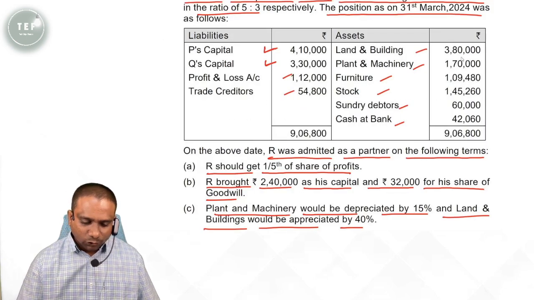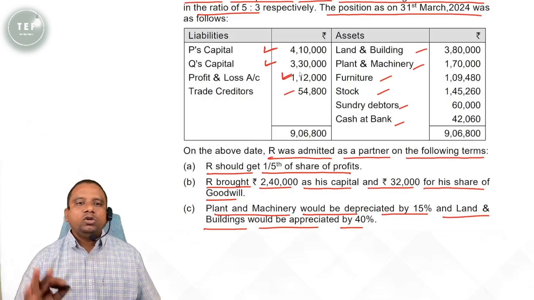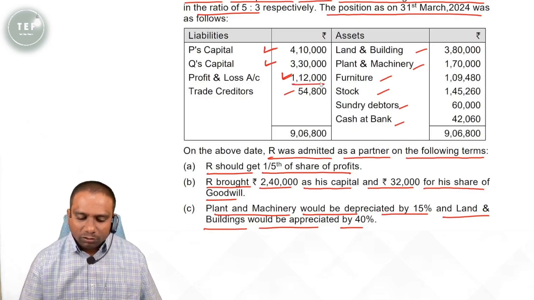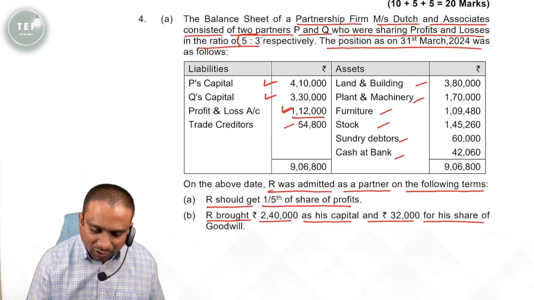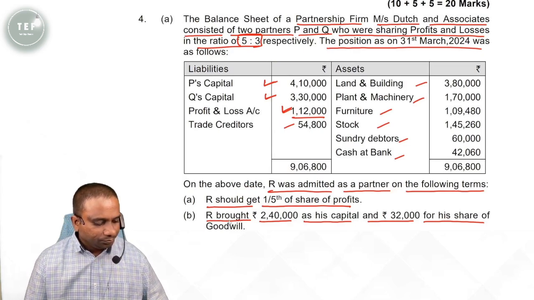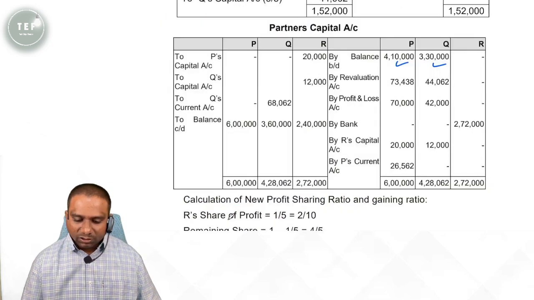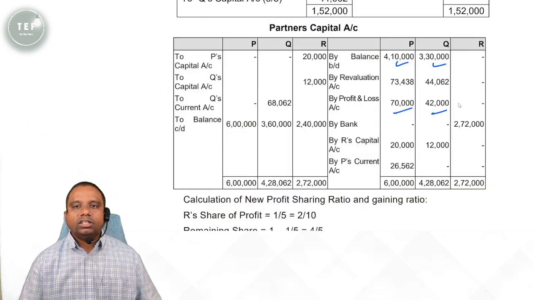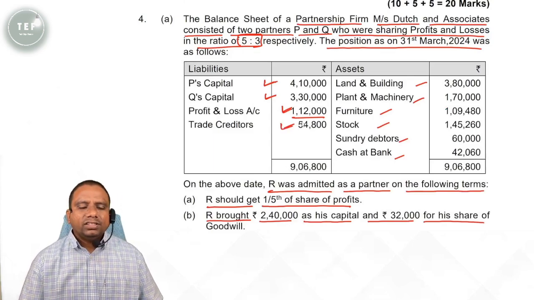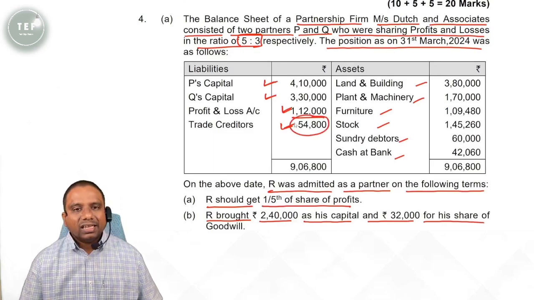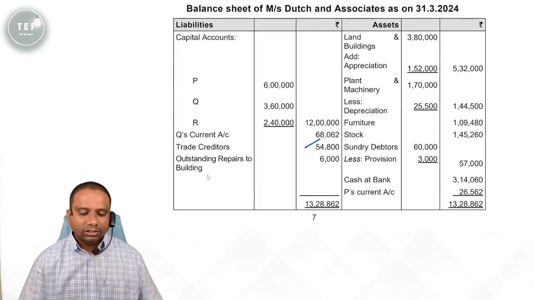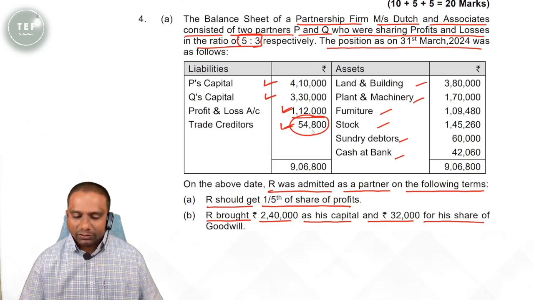Next one, profit and loss account balance. Distribute among partners. Entry: profit and loss account debit to partners capital account. 1,12,000 rupees is distributed in 5:3 ratio. Distribute 1,12,000 into 5/8, 70,000 and 42,000. Next one, trade creditors. There is no change in the trade creditors now, so show trade creditors as it is in the balance sheet, 54,800.